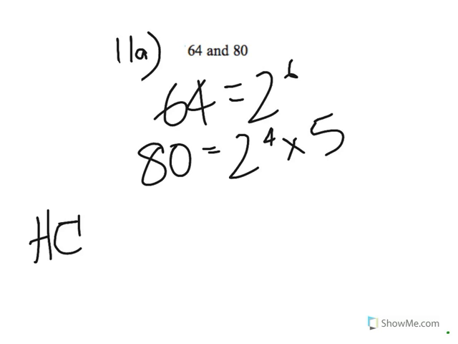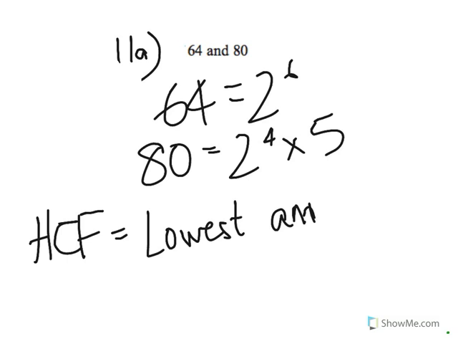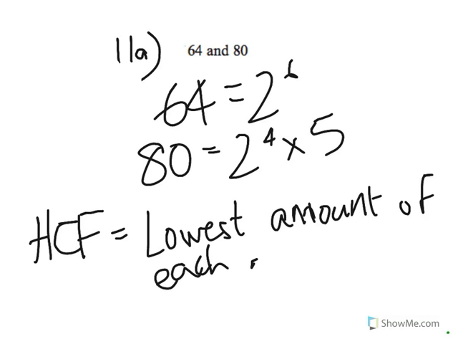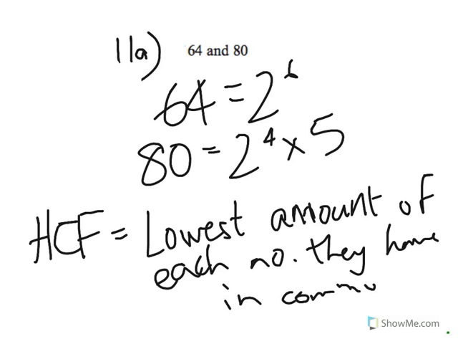Alright, so for highest common factor, when you have them split into their prime numbers, what you're looking for is the lowest amount of each number they have in common. So in this case, what do they have in common? They have the 2's in common, right? But you're looking for the lowest amount. They don't have 5's in common, so forget the 5.